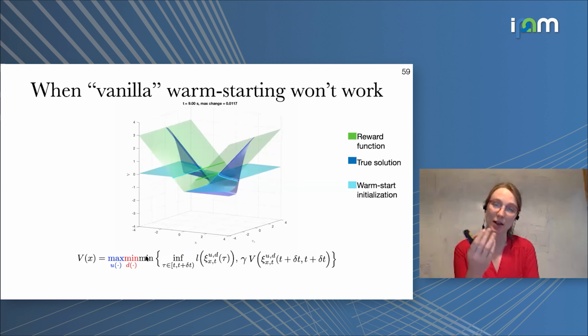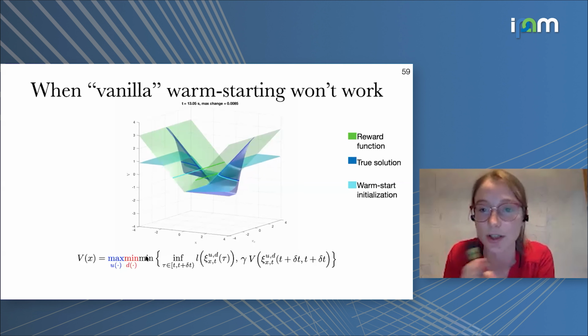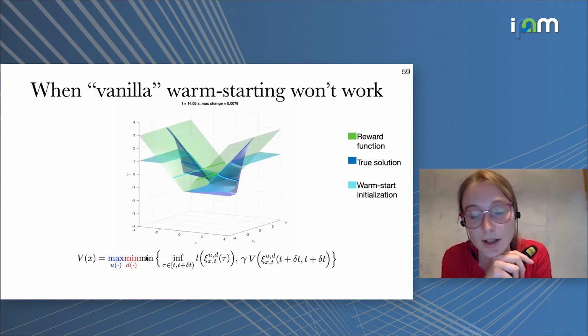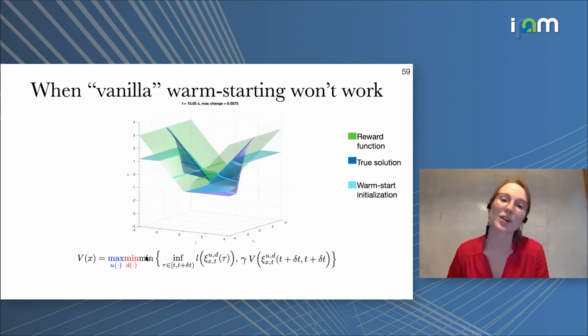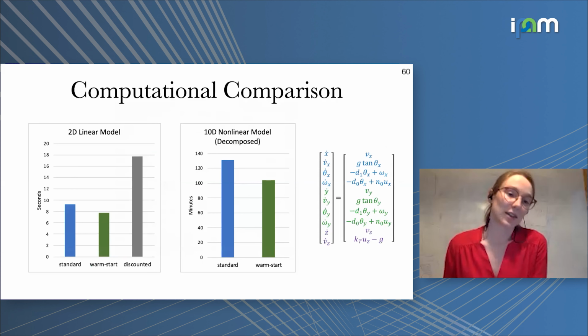So here we're discounting towards the solution, and then we have to anneal that discount factor towards 1 in order for it to eventually get to the blue function. But you can see, as I was saying before, that the discounting can be extremely slow. Here's a computation time comparison of the two.